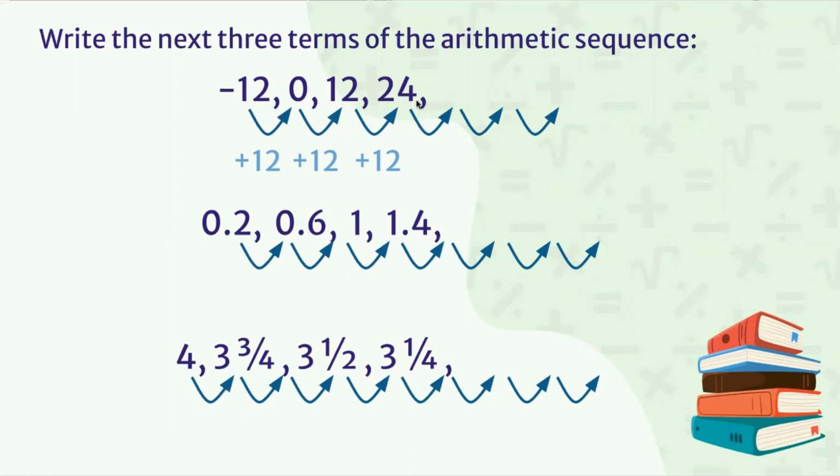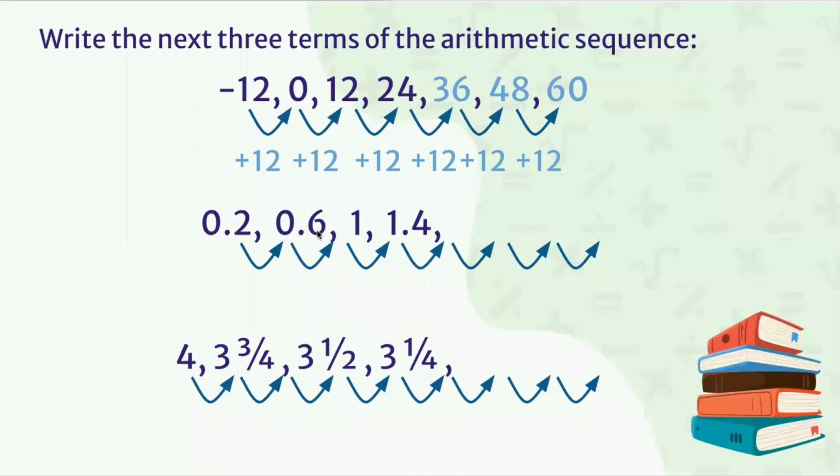So from 24, you want to add 12, so 24 plus 12 will give you 36, and this is your first term of the three we're looking for. So keep adding 12: 36 plus 12 will give you 48, and the last term we're looking for, 48 plus 12, will give you 60.